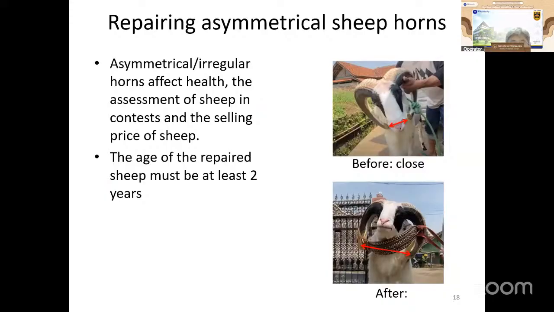Asymmetrical or irregular horns need to be repaired because they affect health, the selling price of sheep, and for ram contests will reduce the assessment. The age of sheep to have their horns repaired is no less than 2 years old. You can see the picture here. This is before repairing the horn, and this is after repairing the horn. The distance, this is narrow and this is far enough, become far.